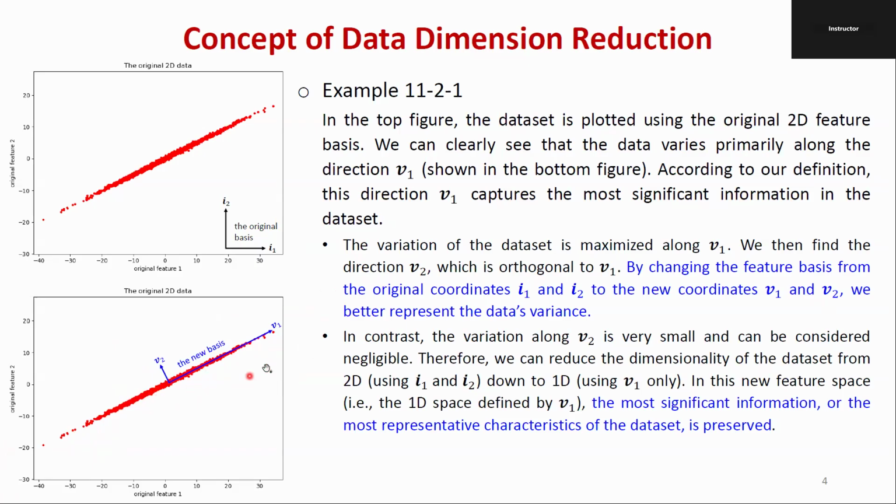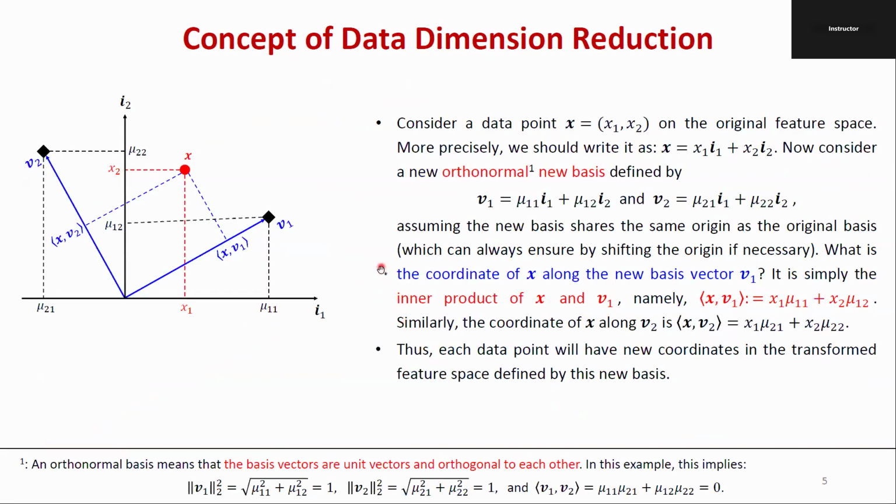In other words, we can reduce the two original features to one feature, where I only plot the data projected onto my V1 direction. That's it. So I reduce the dimensionality from 2D to 1D. This is a very basic fundamental idea of dimension reduction, and this already shows you the idea behind PCA, principal component analysis. Okay, let's see more details here.